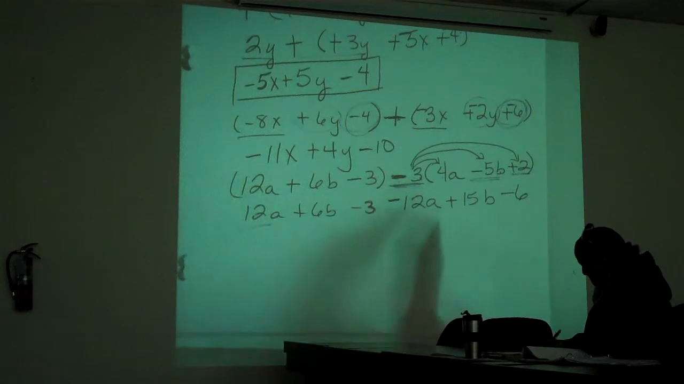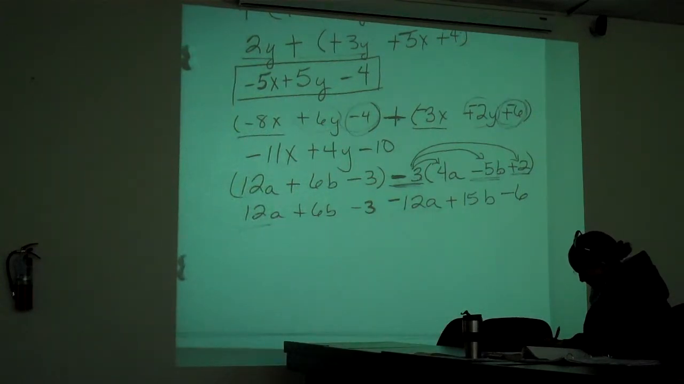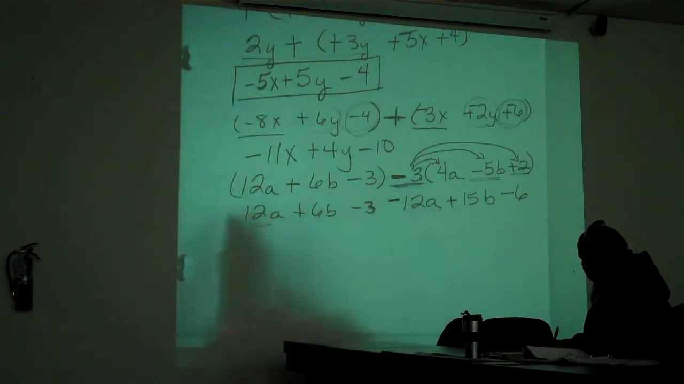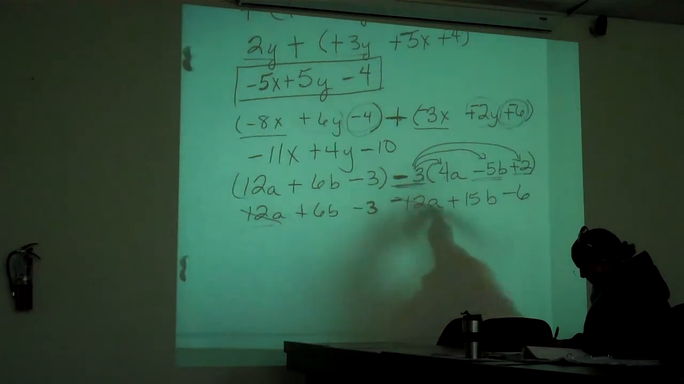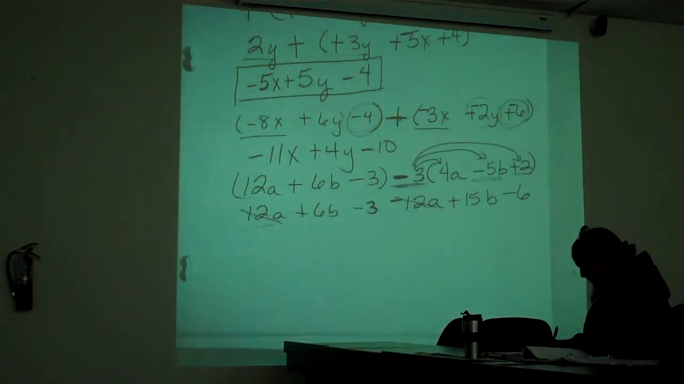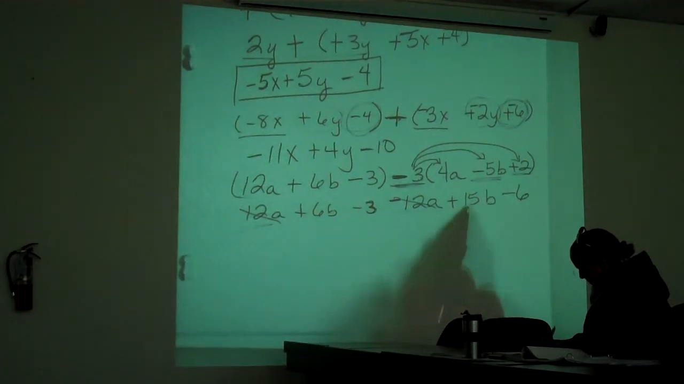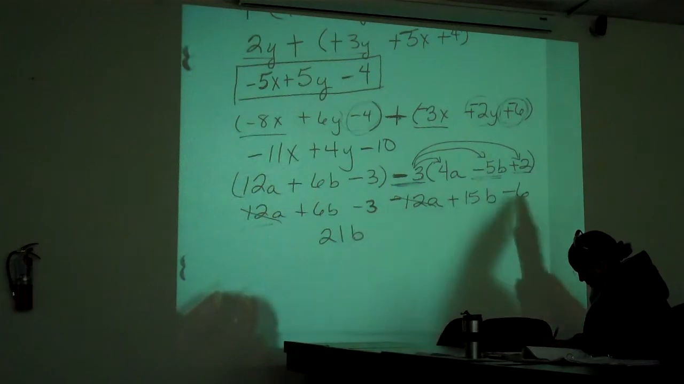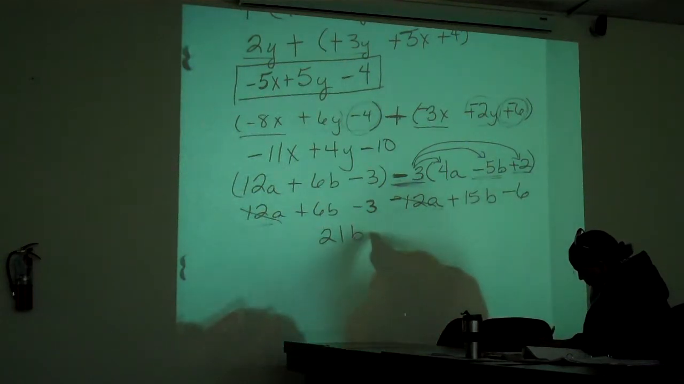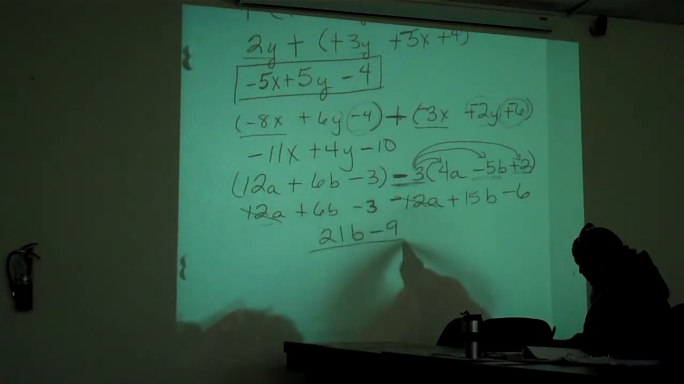12a minus 12a. Okay, you don't even need to write an a there. If it was 1, you would write a. If it's 0a, don't even write the a. You can just cancel it out like that. That's 0. Okay, 6b plus 15b. 21b. And then negative 3, negative 6. Minus 9. And that's as far as you have to go.